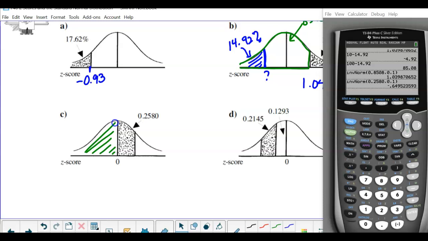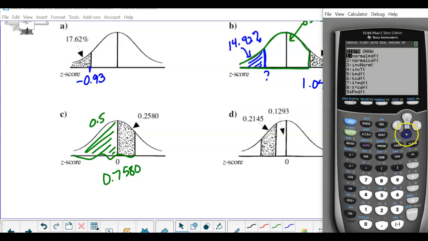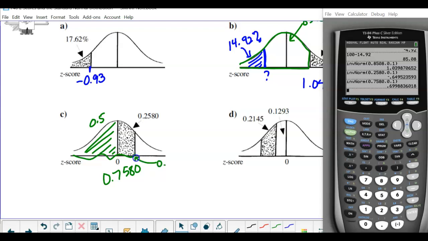50%, 0.5. So this total here will be 0.7580, that's 0.5 plus this. Just do that in the calculator. So here's inverse norm of 0.7580, and it's 0.70. Positive, which makes sense.